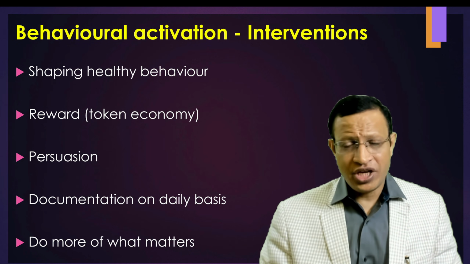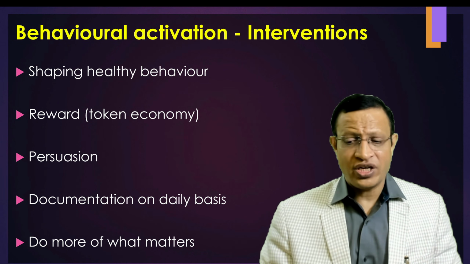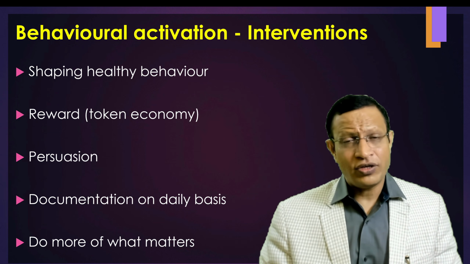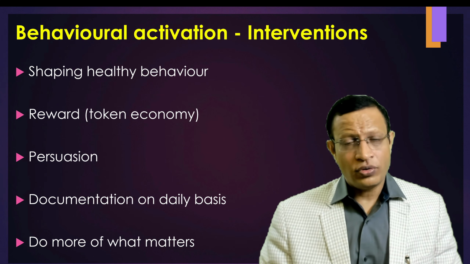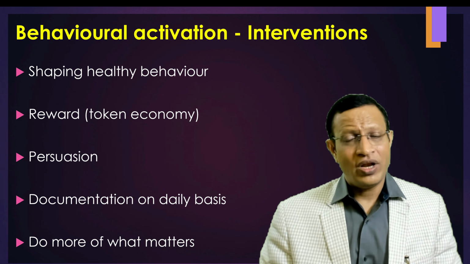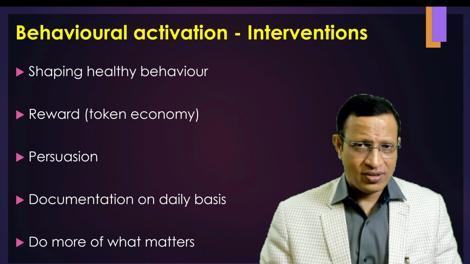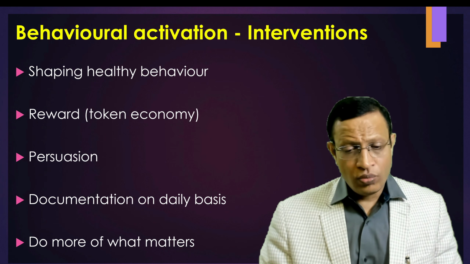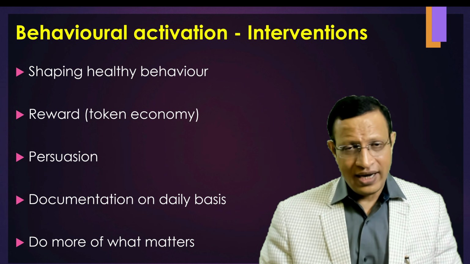At the same time, you need to shape his healthy behavior. You need to bring in rewards, that is, a token economy. Sometimes gentle persuasion is required in certain patients. On a daily basis, you need to document, because the majority of patients will have micro gains. Over a period of 2 to 3 weeks, you can find there is a major change. On a day-to-day basis, the changes do not occur significantly. Over 2 to 3 weeks, you can see that around 3 weeks back, you never went out of the house. Now, after 3 weeks, you're spending around 6 to 7 hours outside the house. That means there is a significant change. So you explain to them and ask them to do more of what matters for them. That will help in behavioral activation and breaking down the laziness.